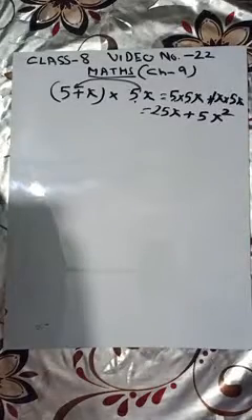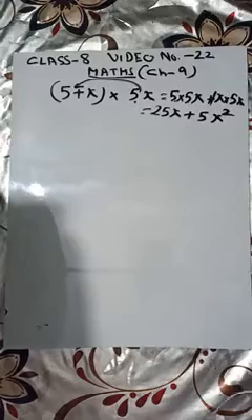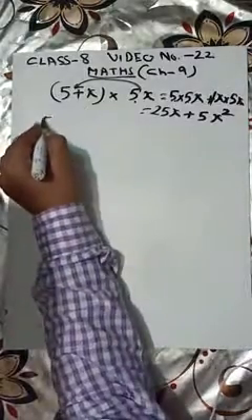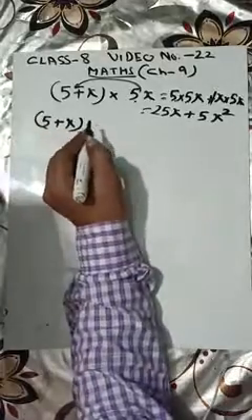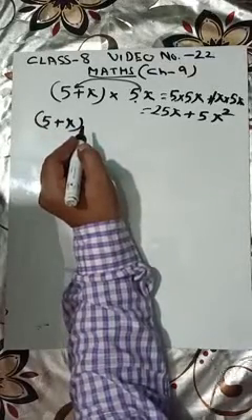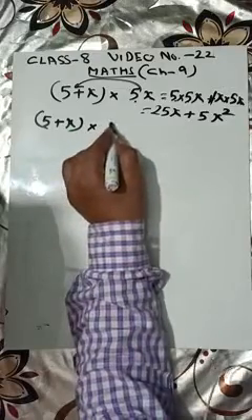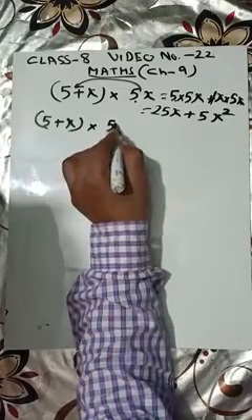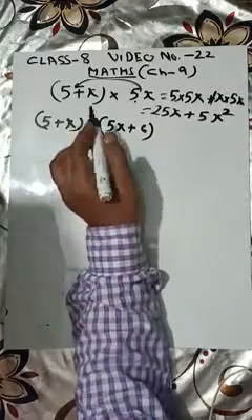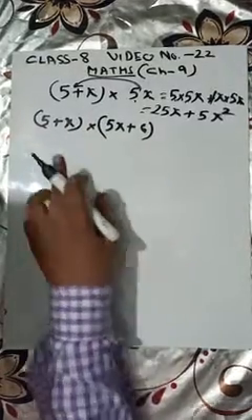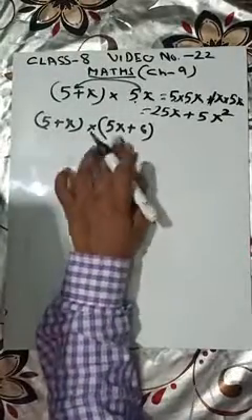Now, in this video, I am going to tell you what to do when both the expressions are not monomial. For example, let us take a simple question: 5x plus 6. Both have more than one term. So now what to do here?